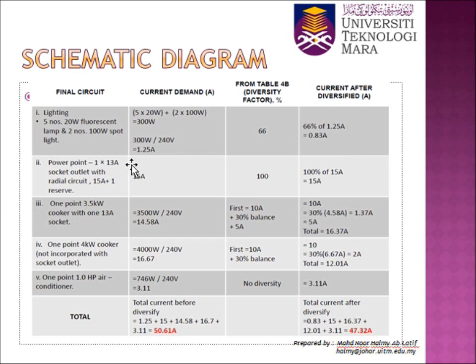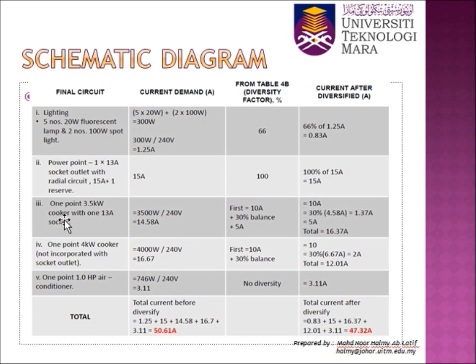Next, you need to calculate the power point. Okay, 13 ampere socket outlet with radial circuit. So the current demand is 15, and from table 4B it is 100%. So you need to refer to the table, and then you multiply and get the new current after diversify.